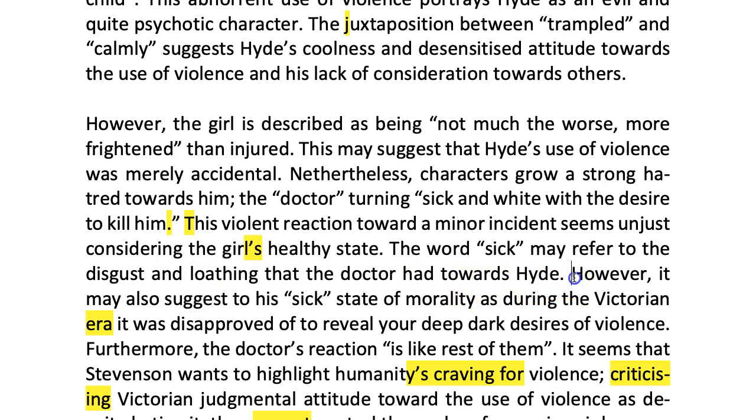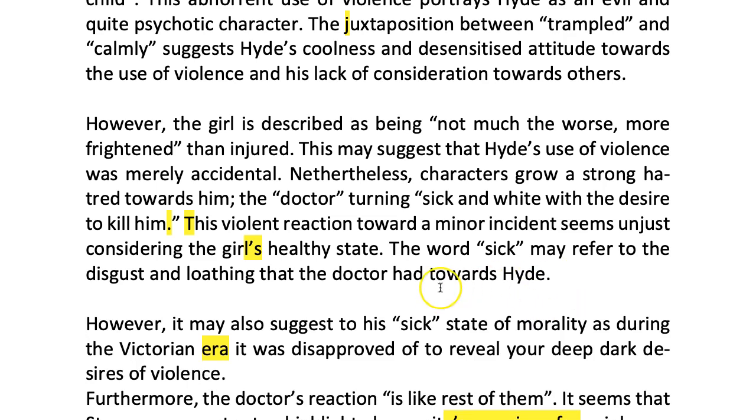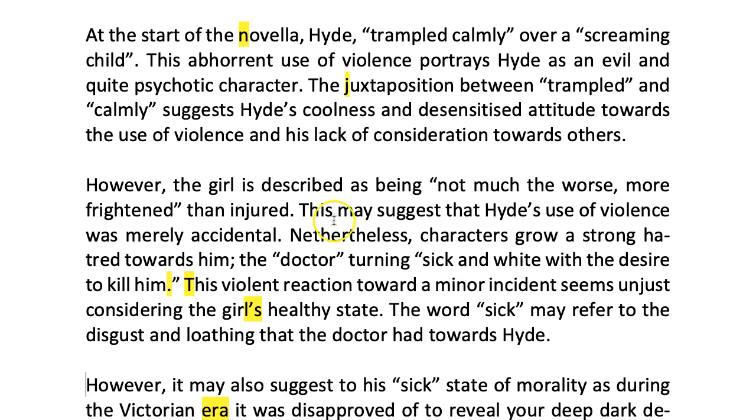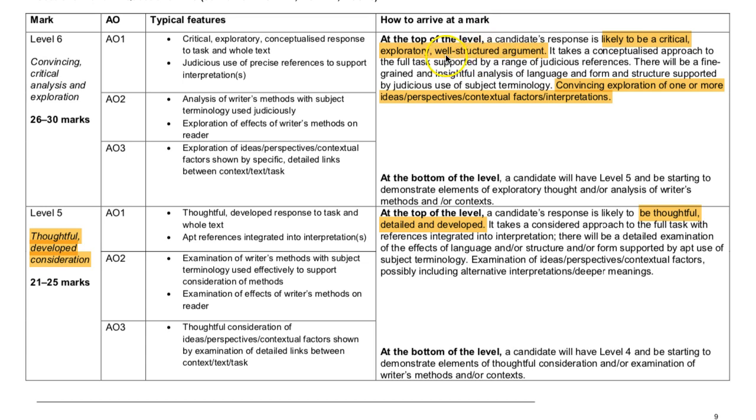Okay, let's make a new paragraph there actually so that I can just talk you through what we've seen so far. So this paragraph is showing how Hyde is violent. This one is showing that the doctor's reaction is much worse than Hyde's, because Hyde's appeared to be accidental and it hasn't caused the girl much harm, but the doctor very much wants to cause real harm to Hyde. So now I'm definitely seeing a well-structured argument contrasting Hyde's violence to that engendered in the society represented by the doctor.